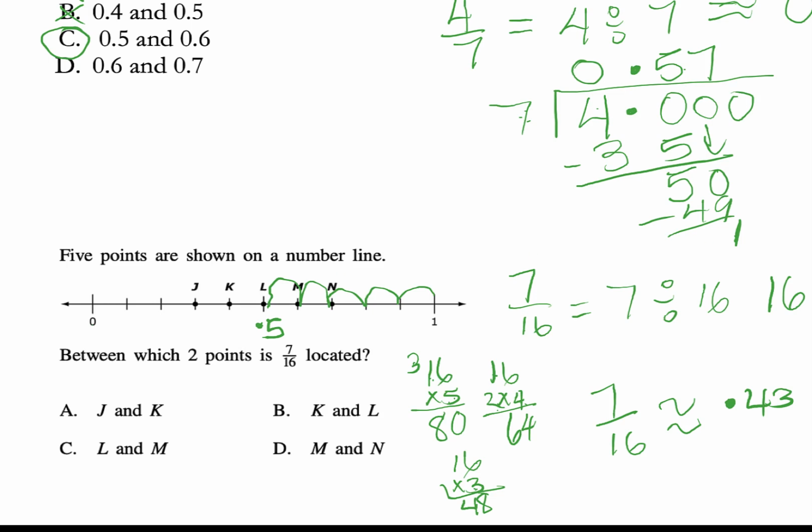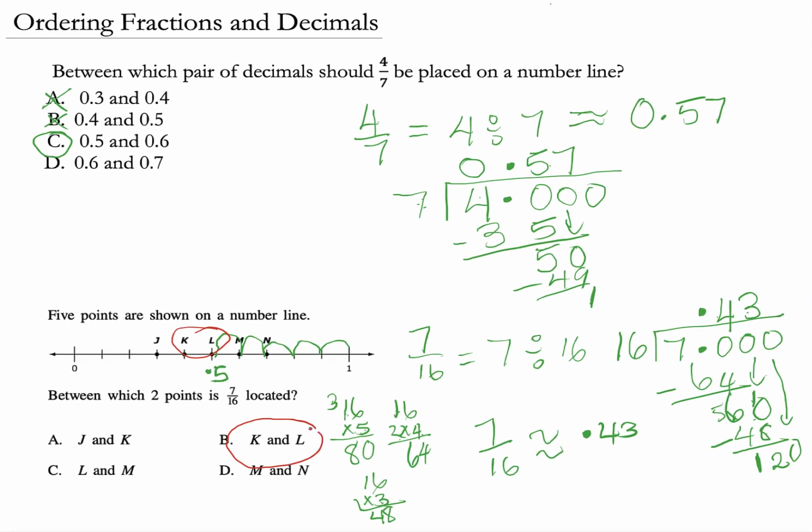And since this is 0.43, it has to be somewhere around here because 0.43 has to be close to 0.5, because it's going to be 0.4. So the 2 points that 7/6 is between would be K and L. So my answer would be B.